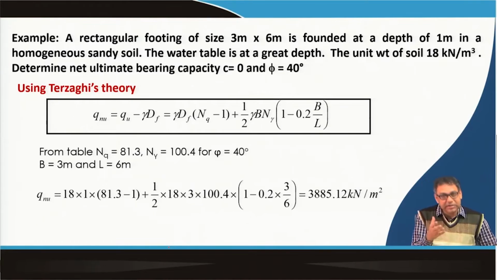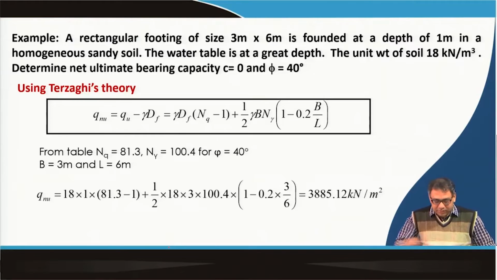So, here it is a general shear failure and you are using Terzaghi's theory. So, that is the expression and it is for rectangular footing. These terms are also used; the first term is not considered because c is equal to 0. So, from the table I will get N q and N gamma values corresponding to phi equal to 40 degree, and then finally, if I put these values in the equation I will get a value of 3885.12 kilonewton per meter square.